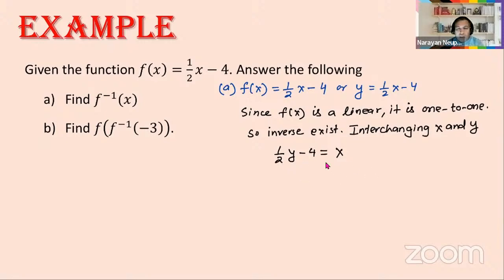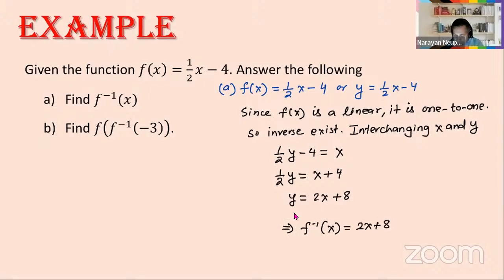Now we are going to solve this equation and find the value of y. If we add 4 on both sides, half y is equal to x plus 4. Now, if we multiply both sides by 2, we get y equal to 2x plus 8. And this new value of y that we get here, that's our inverse function. So we can write f inverse of x is equal to 2x plus 8. That is the inverse of the function.